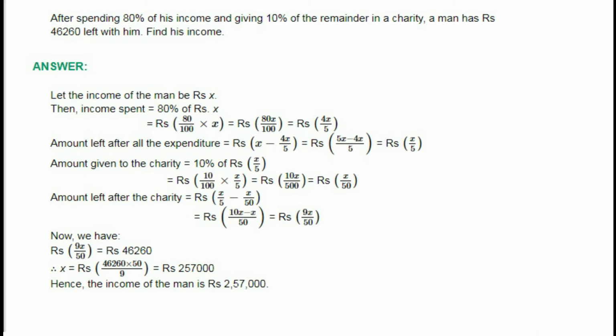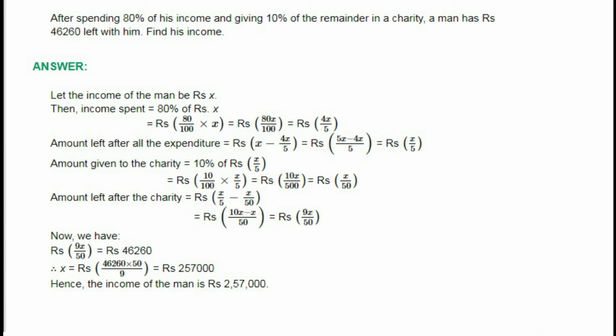So we don't know the income of the man, so we assume the income as x, and 80% of his income is spent, so 80% of x is 4x by 5, right? So if we deduct the income spent, that is 4x by 5, from x, we get the amount left after all the expenditure, that is x by 5. So now we have to find the amount given to charity. The amount given to charity is 10% of the remaining amount, right? So 10% of x by 5 is x by 50.